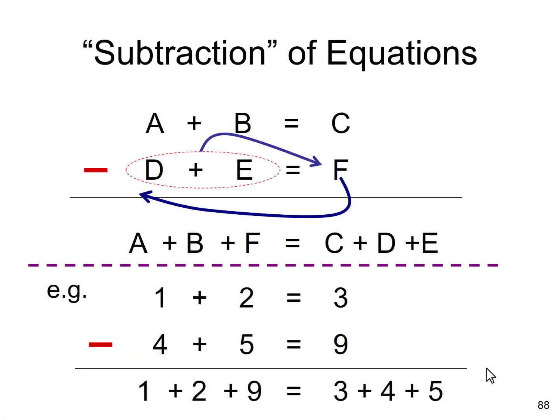This slide demonstrates again what we mean with subtraction of equations. If you have two equations written in the reduction form, then if you want to subtract the second equation from the first, you can reverse this reaction and just simply add it together. And here we have a more specific example involving numbers. You can just go through that yourself and practice that on your own.